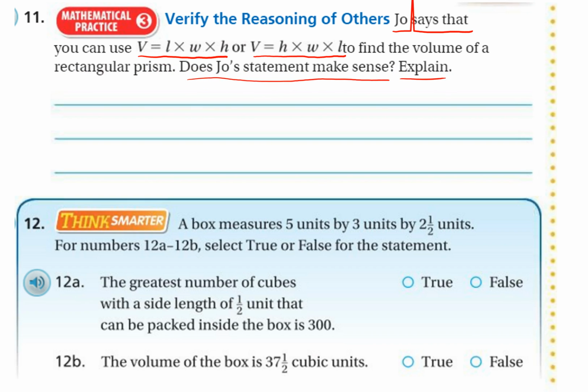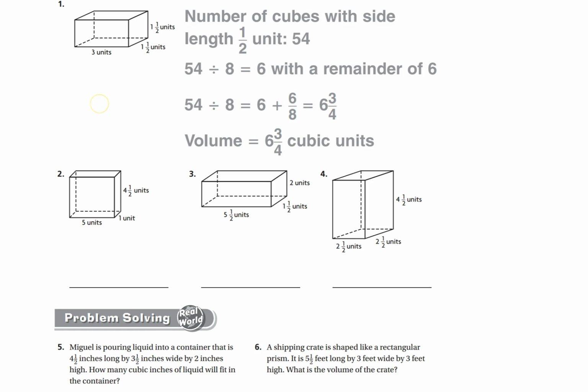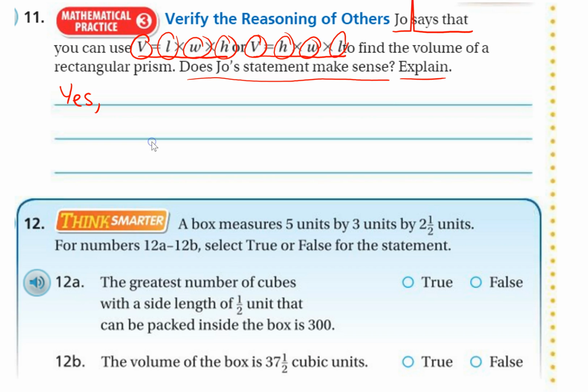Explain. Well, he's got an H in both, a W in both, an L in both, and they both equal V. So yes, that makes sense. Because we know, or we should know, that you can change the order when it comes to multiplication or addition.